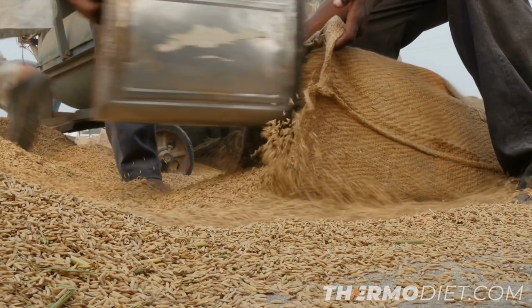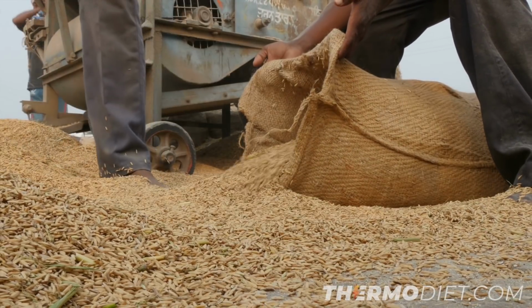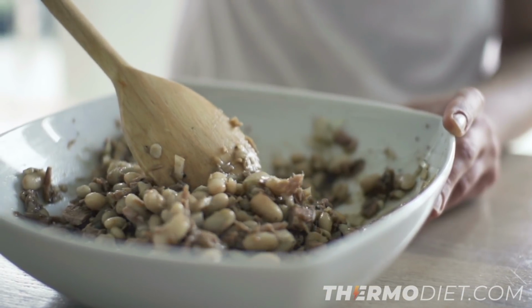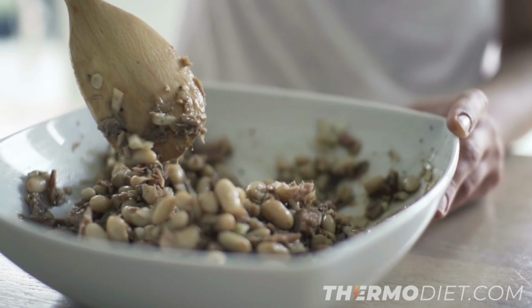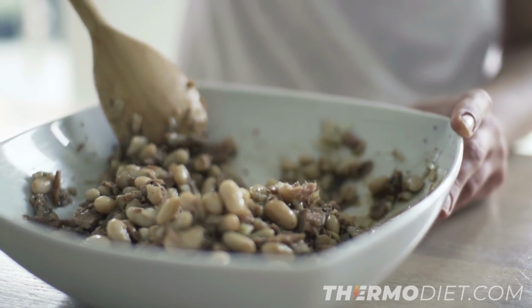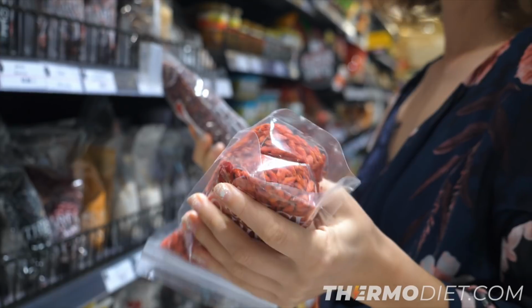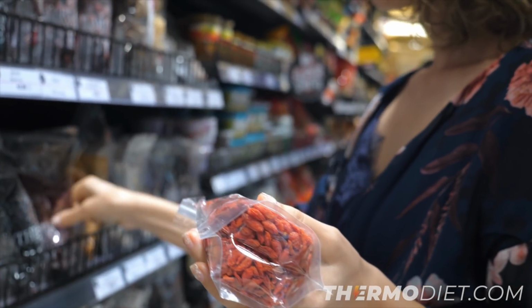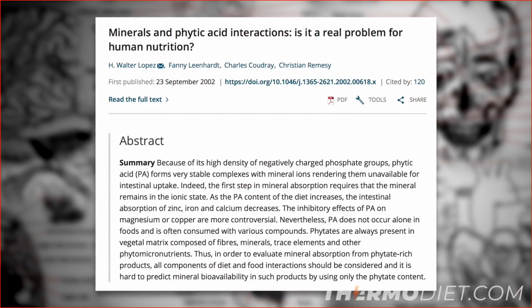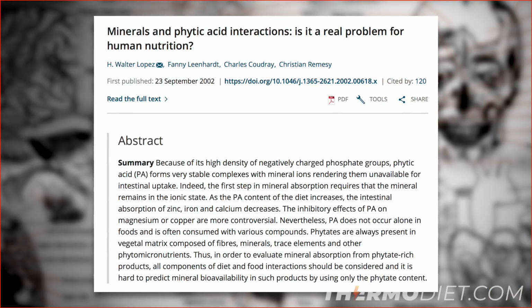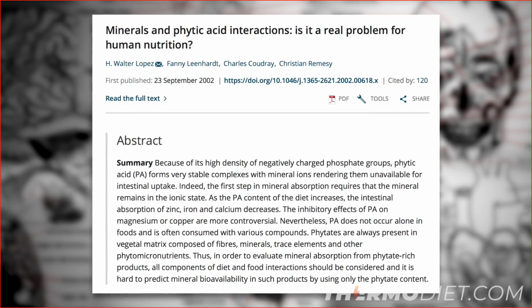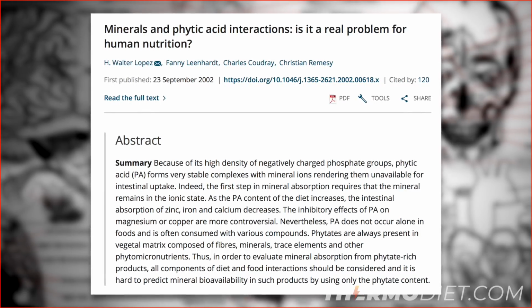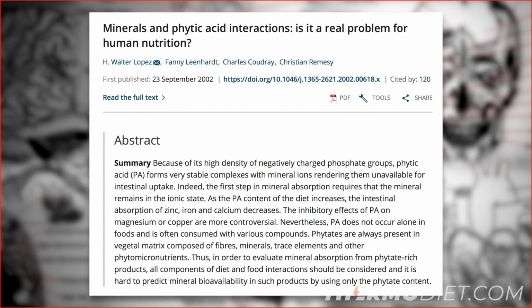It's super interesting stuff. The problem is that when you consume phytic acid from these foods, it starts to chelate your minerals too. It starts to cause micronutrient deficiencies in your body, including in your gut. So that's a bad issue. This study shows that because of the dense nature of the negative phosphate groups in phytic acid, when consumed, it readily attaches to mineral ions, rendering them unavailable for uptake by the body.